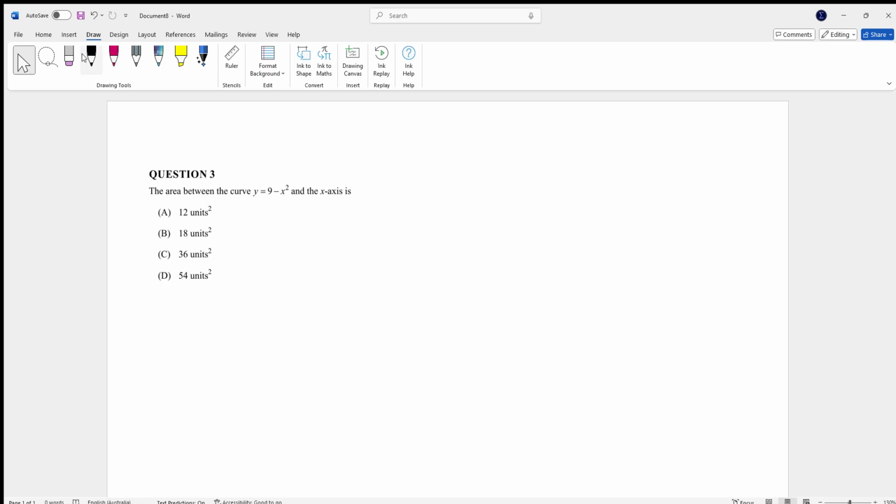But otherwise, let's get straight into question 3. Question 3: the area between the curve y equals 9 minus x squared and the x-axis is, and we give some options here. This is done without a calculator.